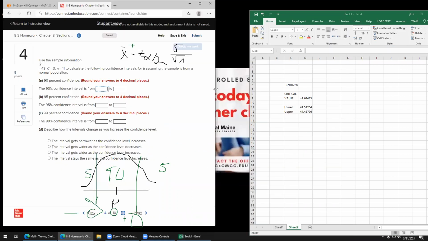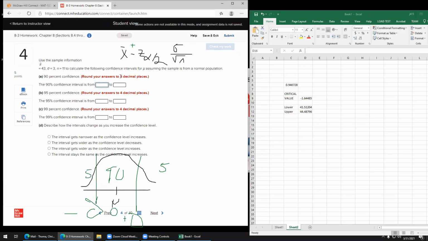I get my answers of 41.5120, because I want four decimal places. And my other one is 44.48796, so 80.